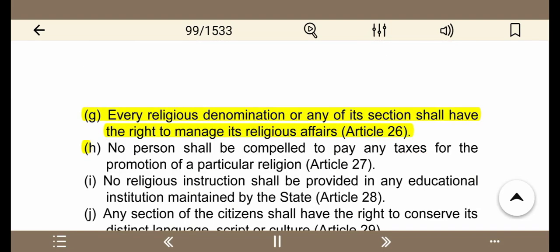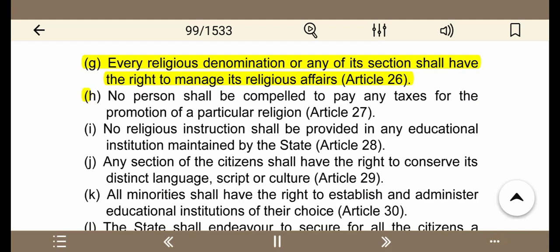G. Every religious denomination or any of its sections shall have the right to manage its religious affairs. Article 26. No person shall be compelled to pay any taxes for the promotion of a particular religion. Article 27. No religious instruction shall be provided in any educational institution maintained by the state. Article 28. Any section of the citizens shall have the right to conserve its distinct language, script or culture. Article 29.